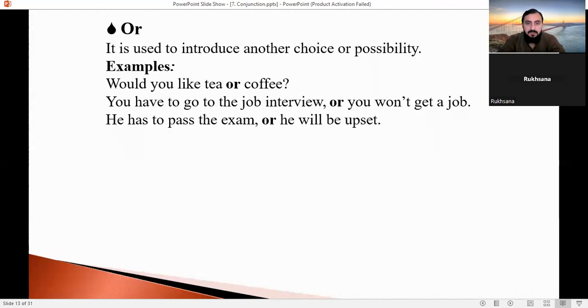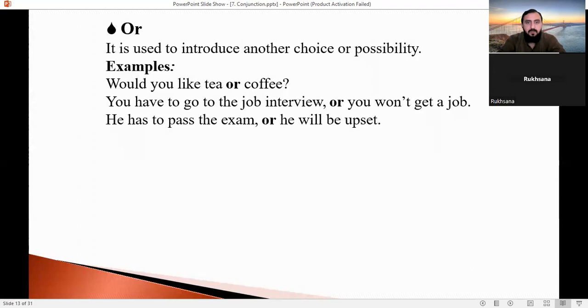He has to pass the exam or he will be upset. So it's a negative: otherwise he will be upset. "Or" can present two options, two choices, possibilities, but at the same time, it also means otherwise.